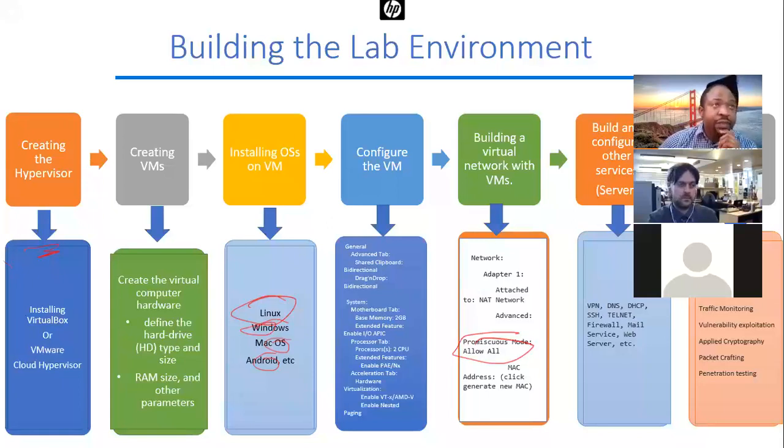The next step is to build and configure other services. Sometimes we need to configure the server itself. So in that case, you can configure a VPN server, DNS server. You can configure all sorts of services that you want in your network. And the next step, obviously, is to install software packages.